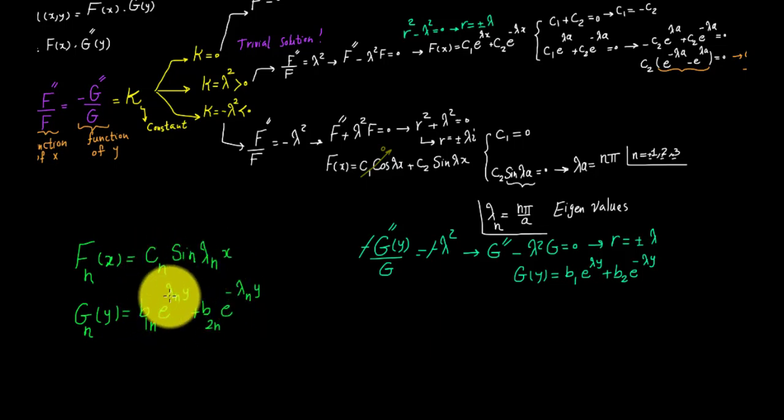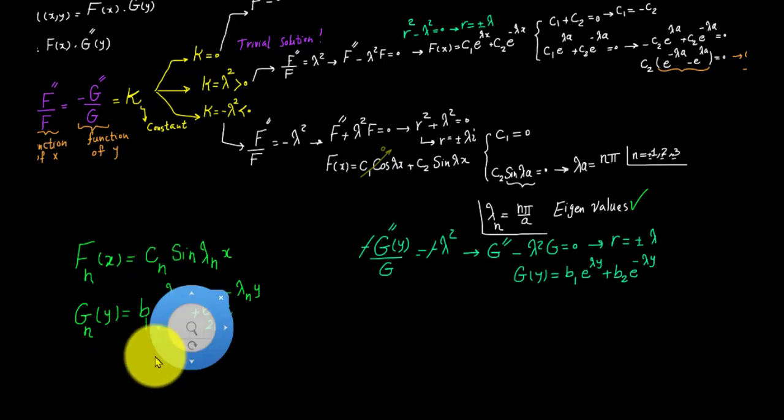Again, I'm reminding you that we've already found the lambda n's, so there is no problem with the lambda n's. They are not unknowns. X and y are the independent variables, so all we have to do is to somehow solve for b1n's, b2n's, or cn's.